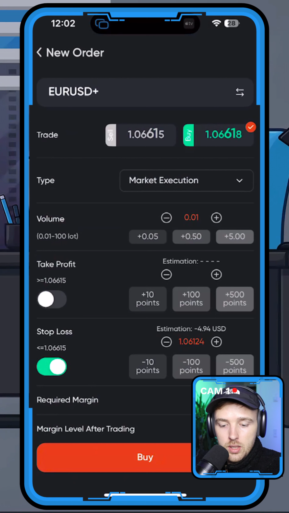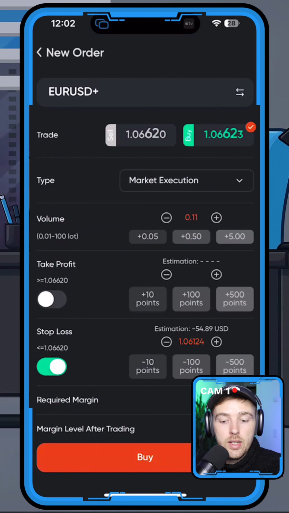So what we're going to do here is add in a little bit more so that we can actually get up to those $50. And as you can see here now, we are risking about 5%, which means that our volume is 0.11 lots. You can do all the way up to 100 lots, but we don't have the capacity in our trading account to do that. Now, as you can see here, our required margin is $117.